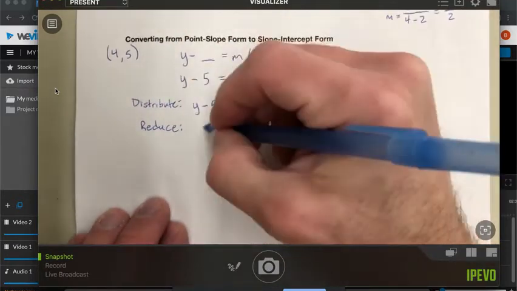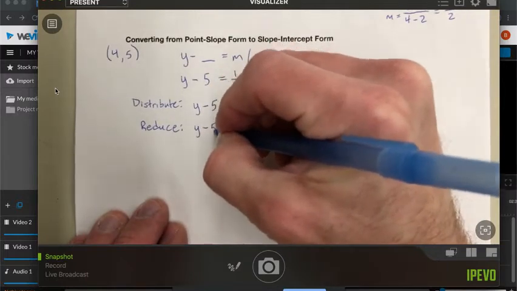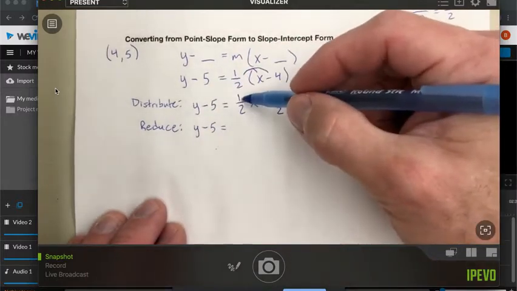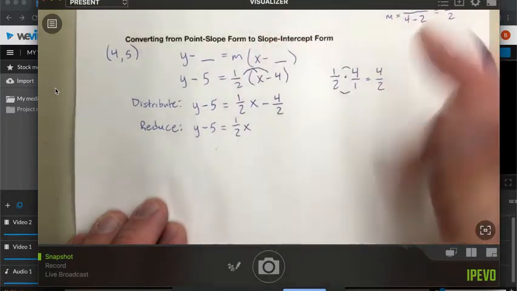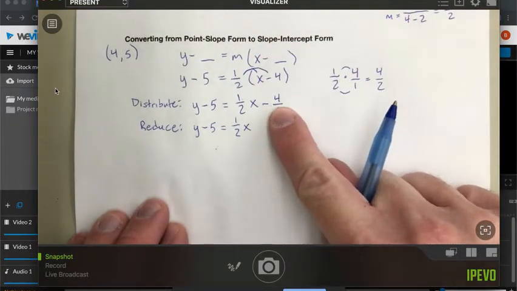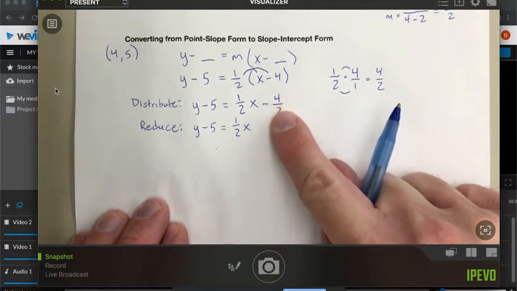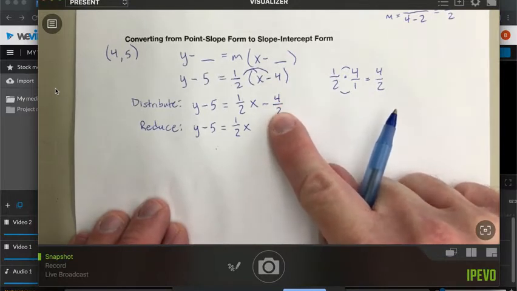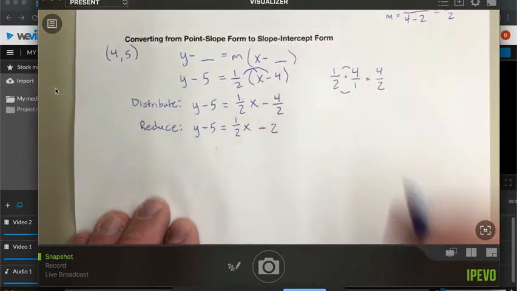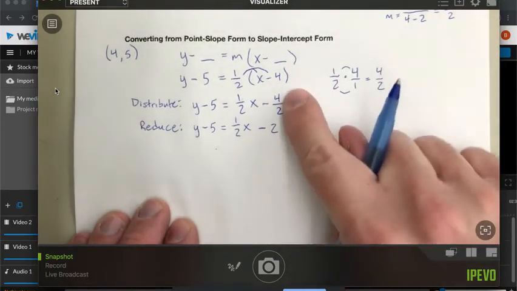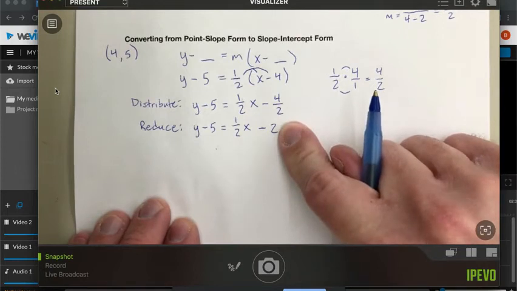So y minus 5 is going to stay. 1/2 x, nothing I can do about that. That's as reduced as it's going to get. But 4 over 2, this really means 4 divided by 2. Well, 4 divided by 2 is really just 2. And so this fraction reduced to just the whole number 2.